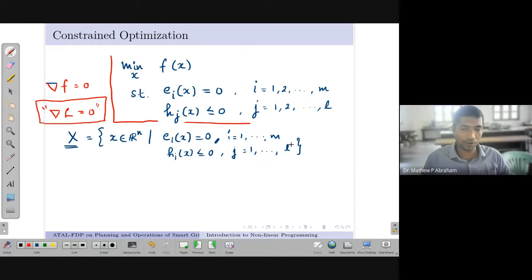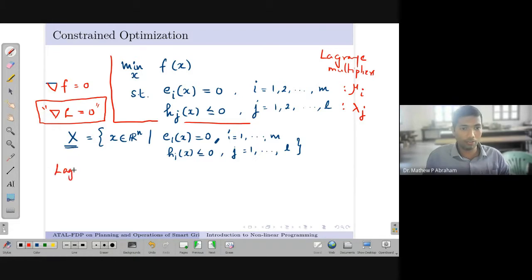So what is this Lagrangian function? In order to define it, we need to define something called Lagrange multipliers. For each of the equality constraints and inequality constraints, we will define a multiplier. Let me define the multiplier for equality constraints as mu_i. There are m such mu_i's. The Lagrange multipliers corresponding to inequality constraints are lambda_j. These are the Lagrange multipliers, and we will use them to define the Lagrange function.